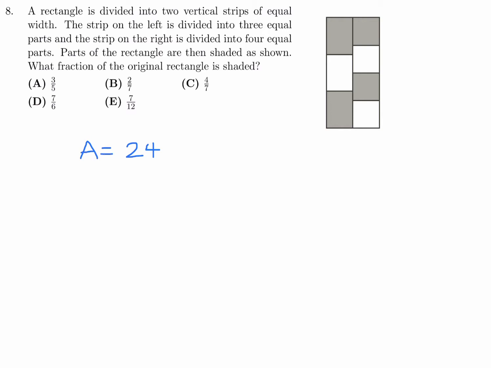So let's go back to the question. They divided into 2 equal vertical strips. So this vertical strip is equal in area to this vertical strip. So that means both of those have an area of 12.